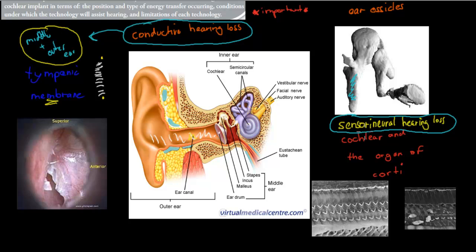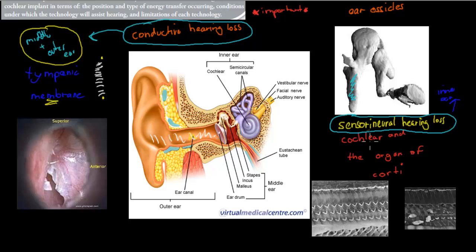And then there's something called sensorineural hearing loss, and that's to do with the cochlea or the inner ear. So this is to do with the inner ear. And there's two parts to it. There's senso and then the neural.